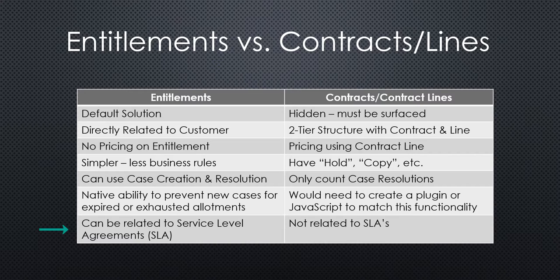Entitlements can be related to service level agreements. Contract and contract lines are not related to SLAs because the SLA entity did not exist when contracts and contract lines were created. And I think that when Microsoft rolled out entitlements, they rolled out SLAs about the same time. So they were designed to work together in that regard. Okay, so let's take a look at some of these entities.